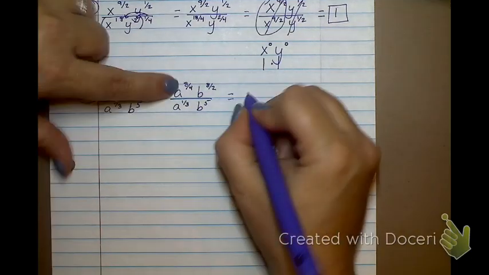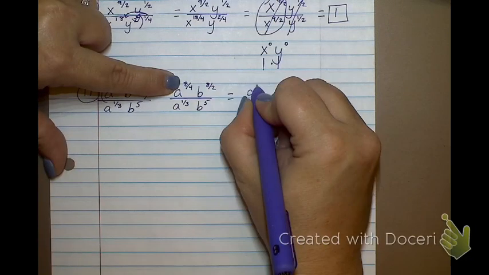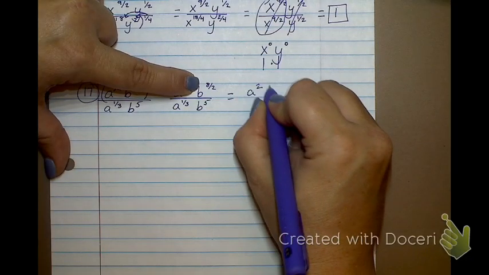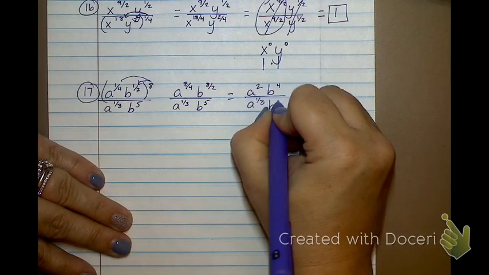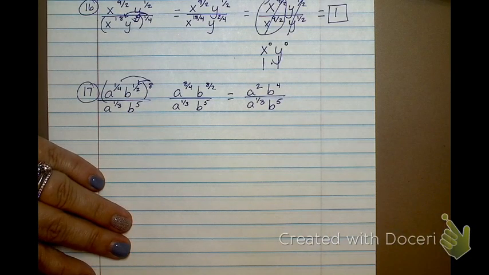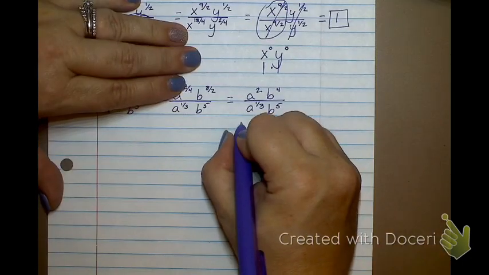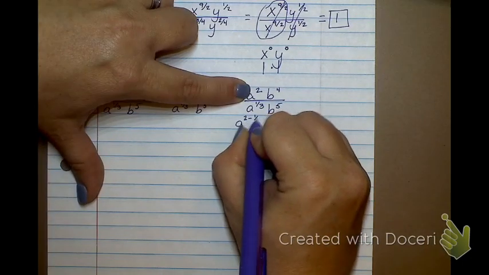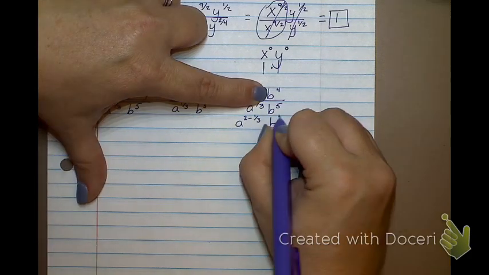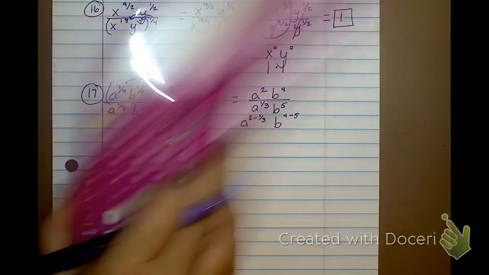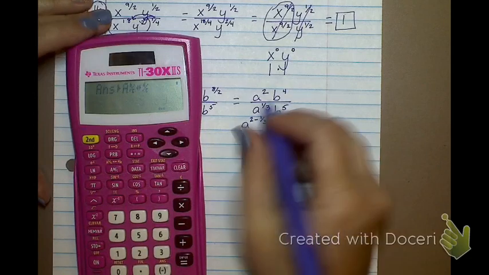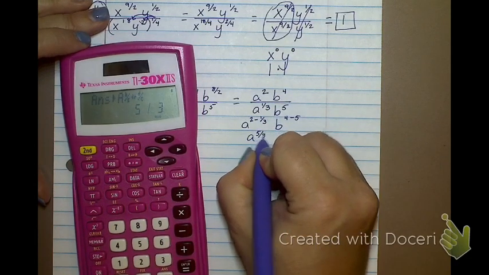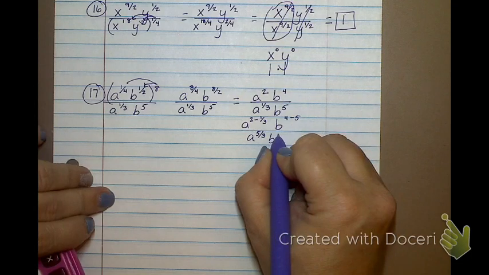I'm going to simplify. 8 over 4 becomes 2, and 8 over 2 becomes 4. And now I have to do that top minus bottom thing that I did right here. I just have to do it both for the a's and the b's. So I would have a to the 2 minus 1/3 and b to the 4 minus 5. Well, 2 minus 1/3 is 5/3. And then 4 minus 5 is -1.